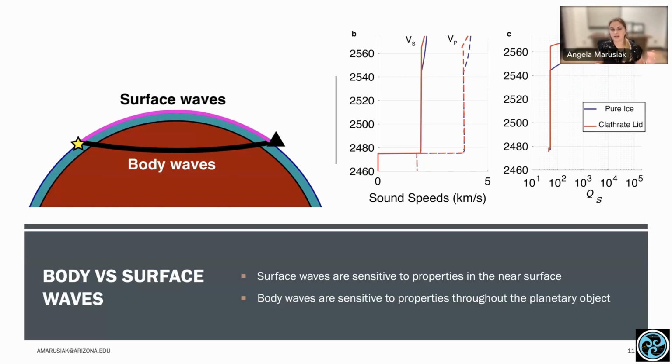With body waves, because they dive down into the interior of the planetary body, they tend to be more sensitive to seismic velocities at depth. But since surface waves only go along the surface, they're very sensitive to what's happening in that upper layer. So while body waves maybe won't help us out too much if clathrates are only near the surface, those surface waves are going to be particularly sensitive to those changes between the clathrates and the water ice.